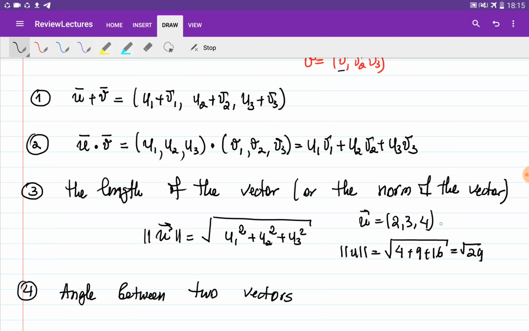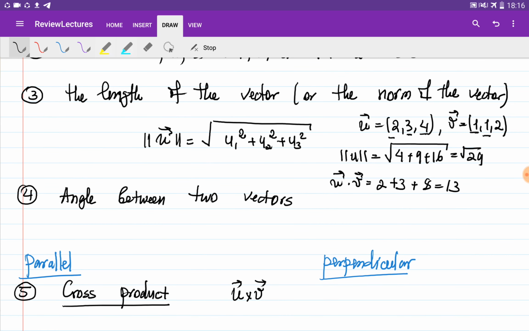And for example, let's say I would like to multiply this vector u by another vector v with the components 1, 1, and 2. The dot product of u and v is going to be the multiplication of the first components, which is 2, plus the multiplication of the second components, which is 3, plus the multiplication of the third components, which is 8. So this is 13. It is very important to know how to find the lengths of the vectors and how to multiply the 2 vectors as a dot product, because it allows us to find the angle between the 2 vectors.